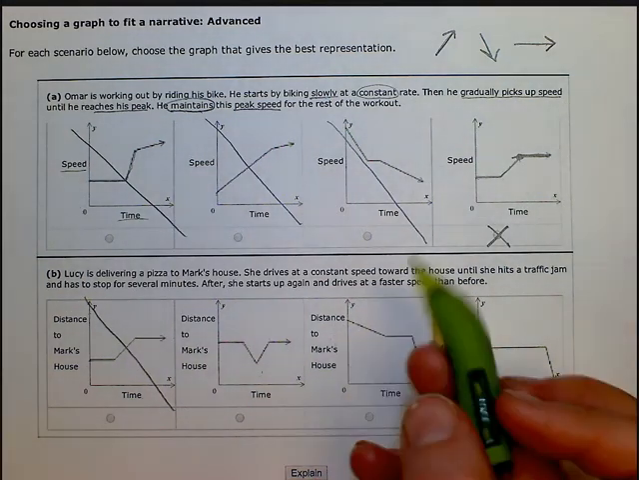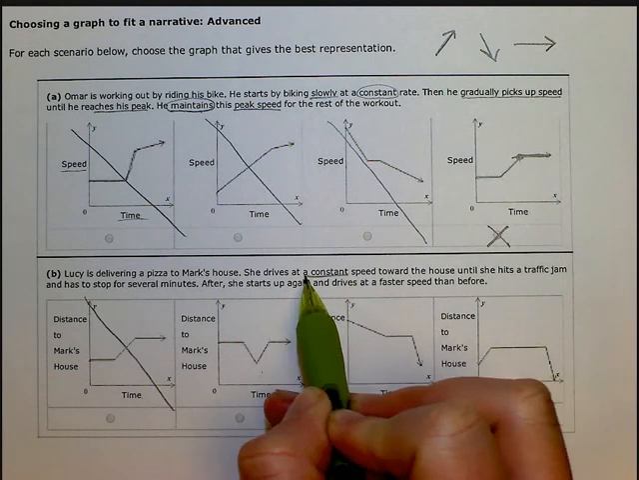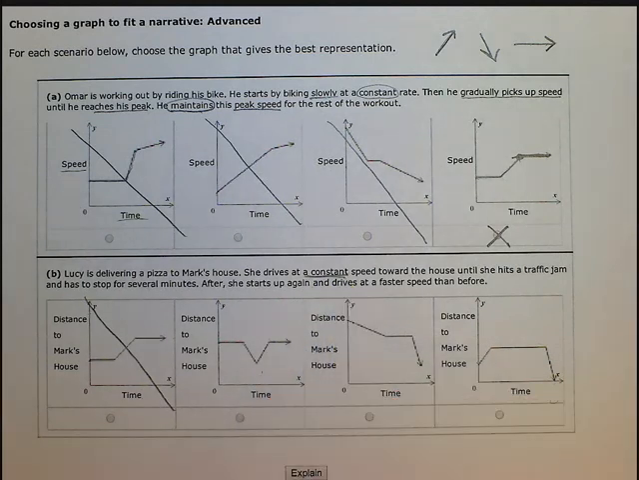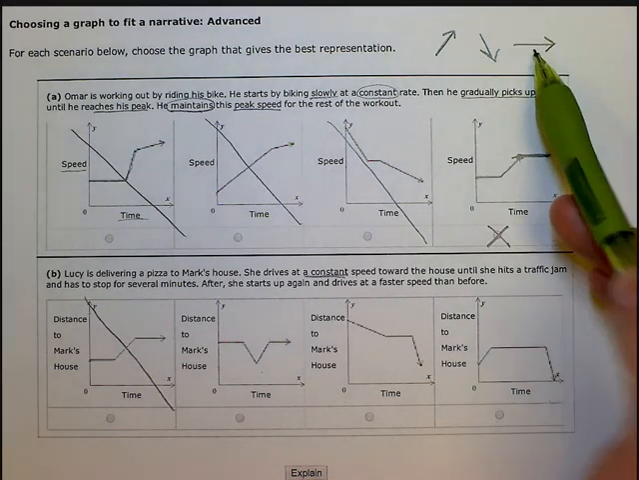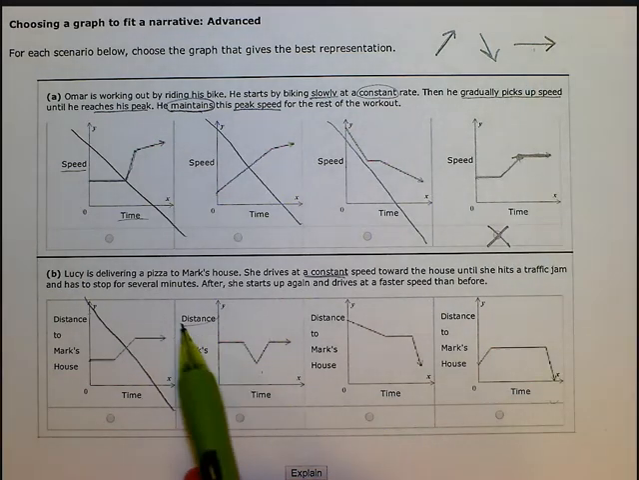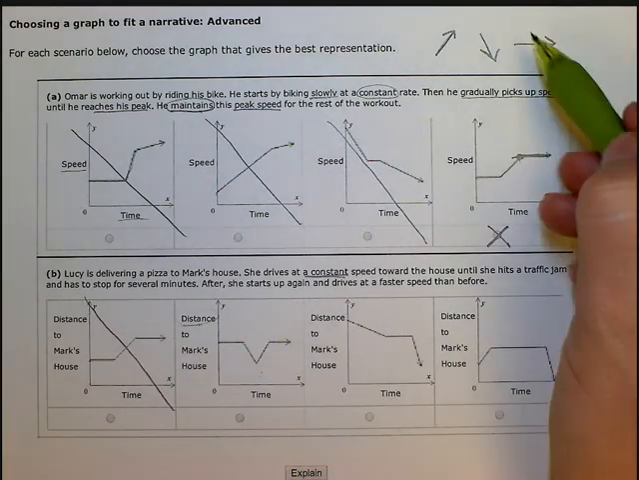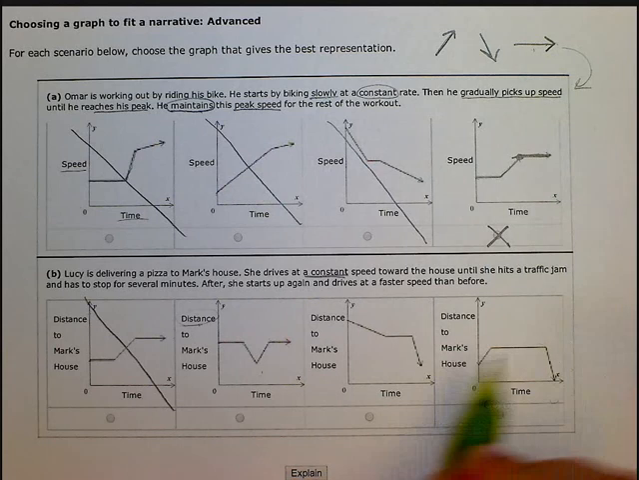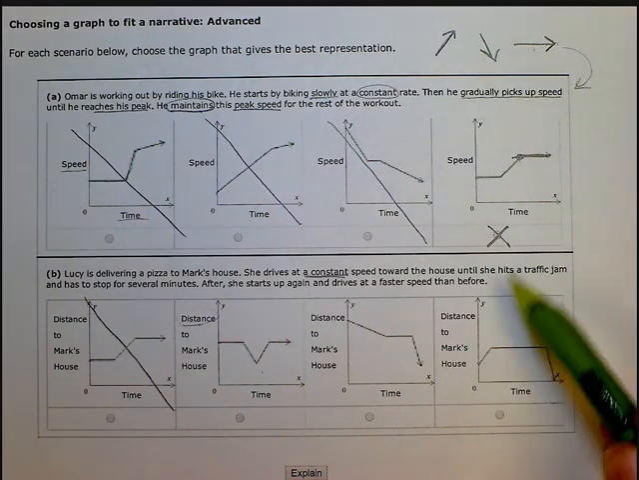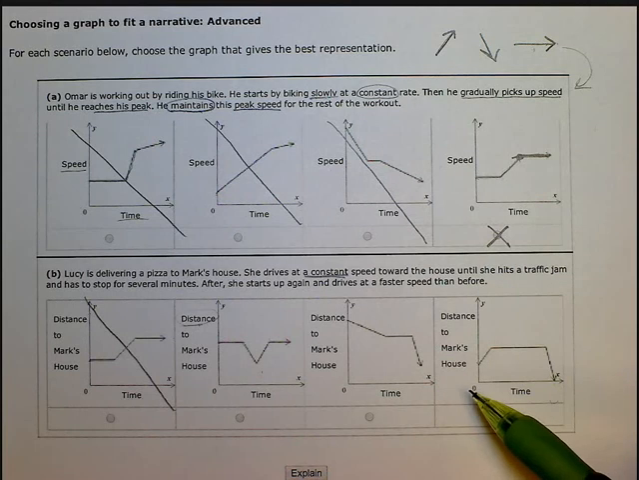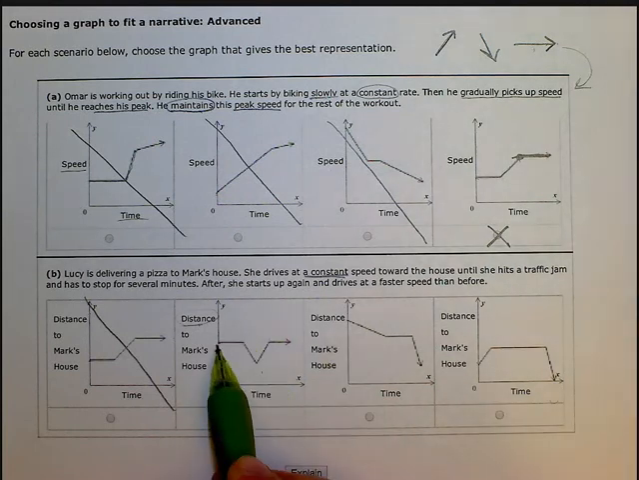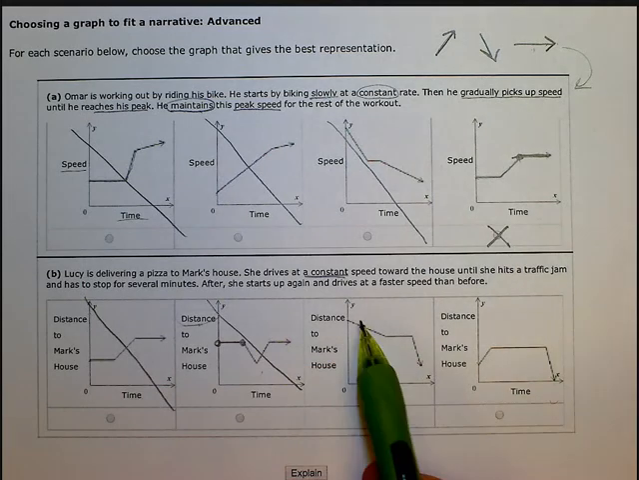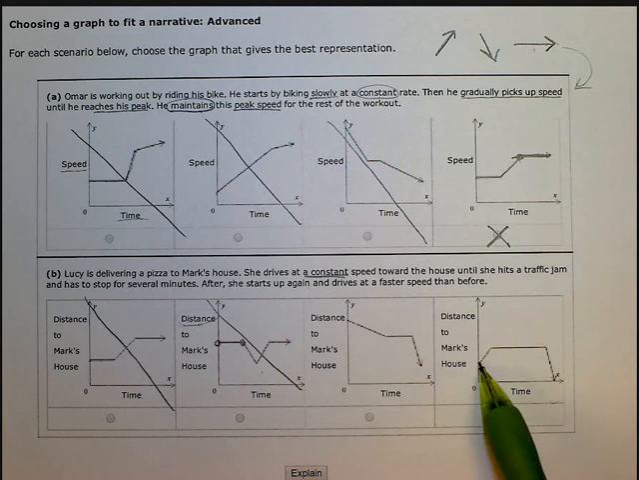The next one says she's driving at a constant speed toward the house until she hits a traffic jam. So again, we know a constant speed is going to be flat. But this doesn't say speed. This says distance. Okay, so for this one, constant speed was flat. But this one is the distance. So as time goes on, she's getting closer to his house. All right, so this graph tells me that she starts this far away from his house, and for the first 10 minutes, doesn't get any closer. So that doesn't actually make any sense. So it's either that she's going to be getting closer to his house or farther away for a minute. Okay? So I'm guessing it's going to be this one, but let's keep checking.